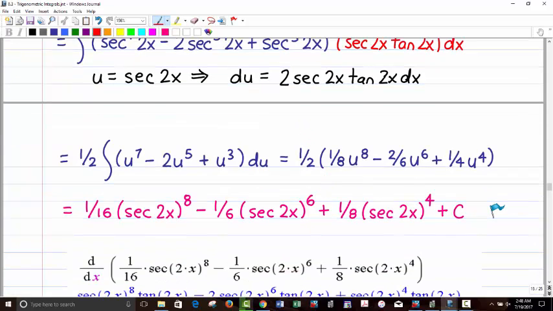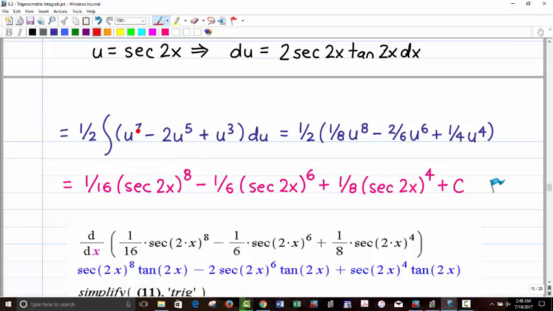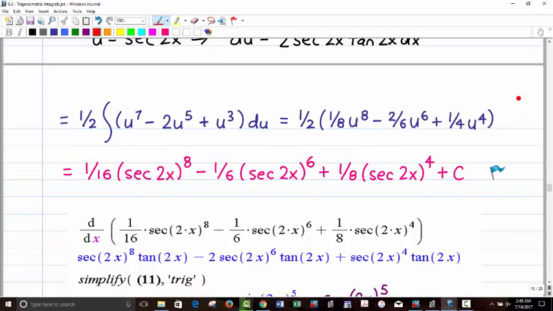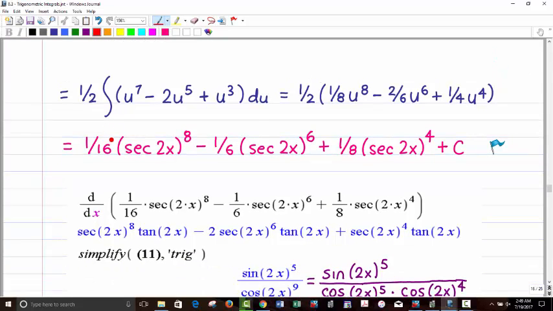Power rule. Easy. Once you get this thing down to the final stretch there, it's not too bad. Antiderivative of u to the 7th will be u to the 8th over 8. 2u to the 5th will be 2u to the 6th over 6. And then u cubed will be u to the 4th over 4. And then we just substitute. No, see, I went ahead and distributed, like I said before. It makes no difference mathematically whether that 1/2 is distributed or not, but I did, and then put u as secant of 2x right back in there.